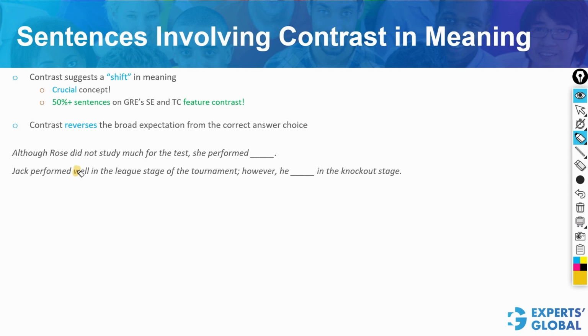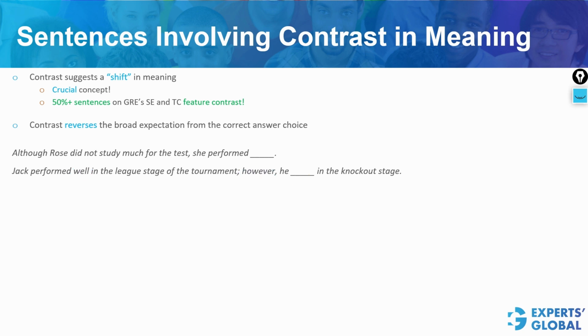Let's take one more example. Jack performed well in the league stage, so this is a contrast trigger. However, he something in the knockout stage. So because of this contrast trigger, however, here we expect something opposite of performing well. So our broad expectation from the correct answer choice here is something along the lines of failed: Jack performed well in the league stage of the tournament. However, he failed in the knockout stage.